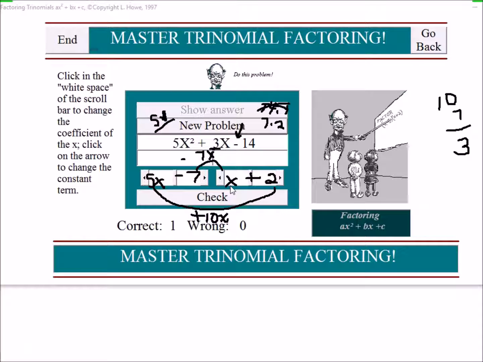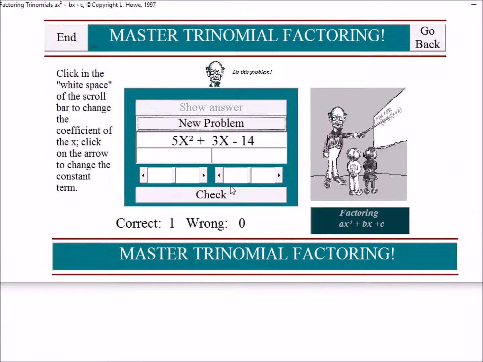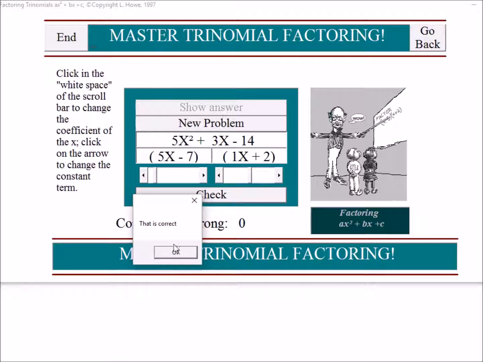Let's see if I can remember that long. 5x minus 7 and x plus 2. Let's see, one more check. 7x and 10x: minus 7x plus 10x. It's the 3 in the middle. Check. We win. That is correct.